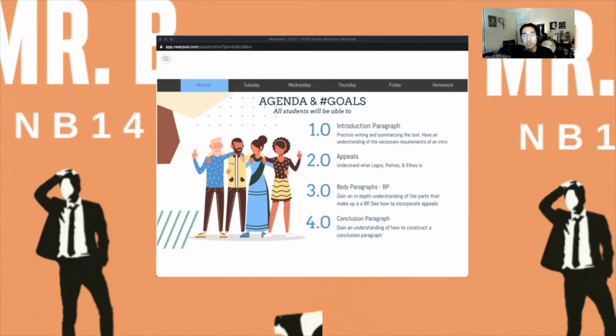So here are the goals, hopefully by the end of this self-paced lesson. Number 1, with intros, practice writing and summarizing the text. Have an understanding of the necessary requirements of an introduction. Appeals: understand what logos, pathos, and ethos is, which is the 3 types of appeals that we'll be going over. Body paragraphs: get an in-depth understanding of the parts that make up a body paragraph, and see how to incorporate appeals into your analysis and topic sentences and just the paragraphs altogether. And lastly, concluding paragraph: gain an understanding of how to construct a conclusion, how to not repeat yourself, essentially, and what not to do when you get to the end of your paper.